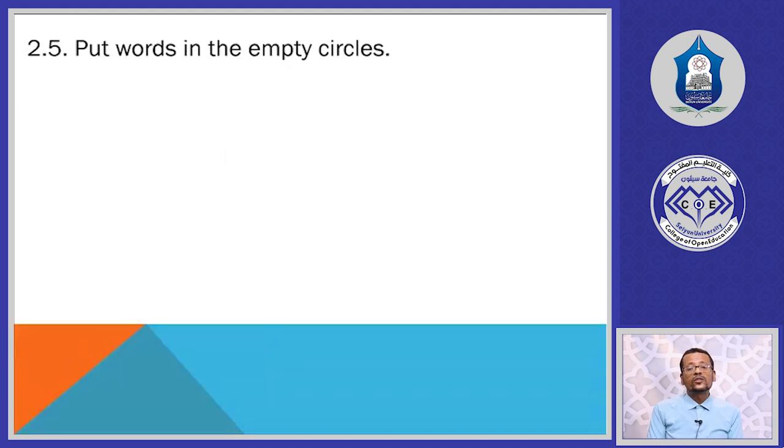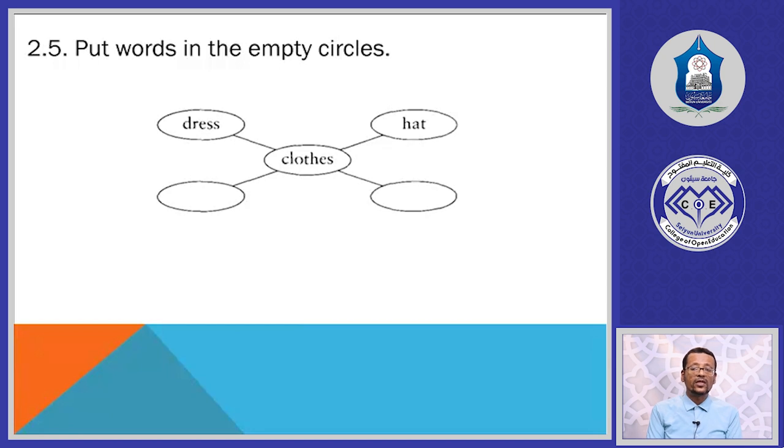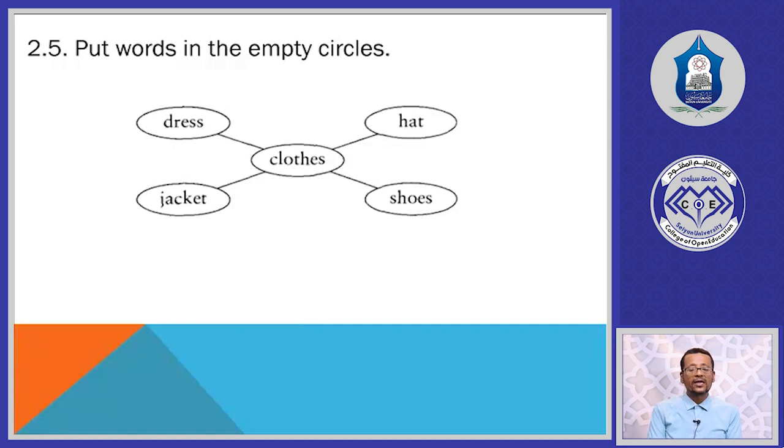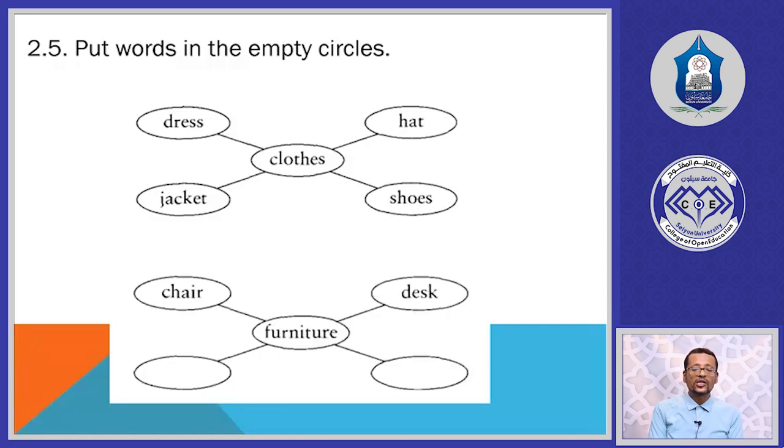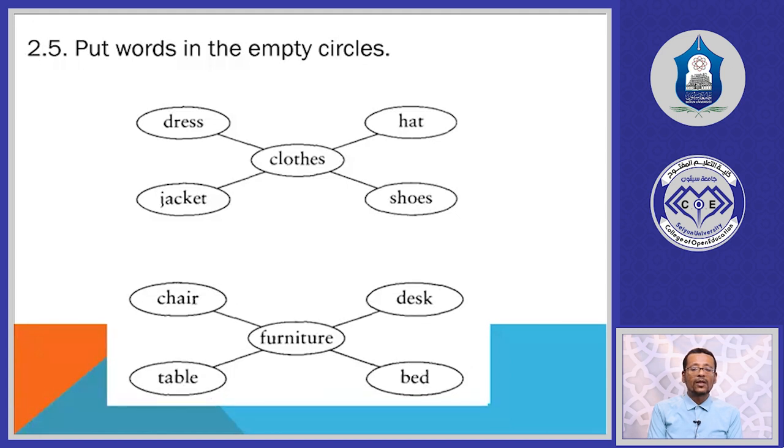Let us come to point 2.5. Put words in the empty circles. We have here a diagram of clothes. So we have two words related to it: dress, hat. You can think of any other words related to clothes, for example shirt, trousers, jacket, shoes. And there are many other words that can go under this diagram. Another diagram is furniture. We have mentioned this example before. So for furniture, we can add to chair and desk other things like table, bed, and many other words that can go under furniture.